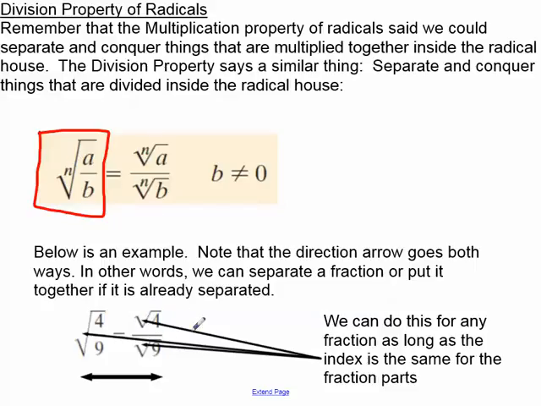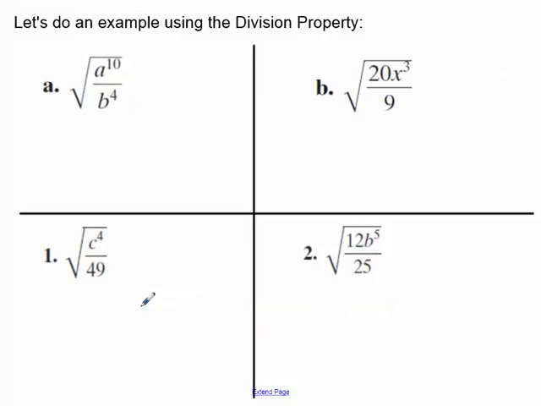But square root of 4 is easy to work with. Square root of 9 is easy to work with. Here's a 2, here's a 3, done. And that's what we're trying to do, just separate and conquer. So let's take a look at using that idea here. First thought would be, can we simplify this fraction in here, a to the 10th over b to the 4th? Well, the bases are different, so we can't simplify it as a fraction. But we can separate as far as radicals and conquer.